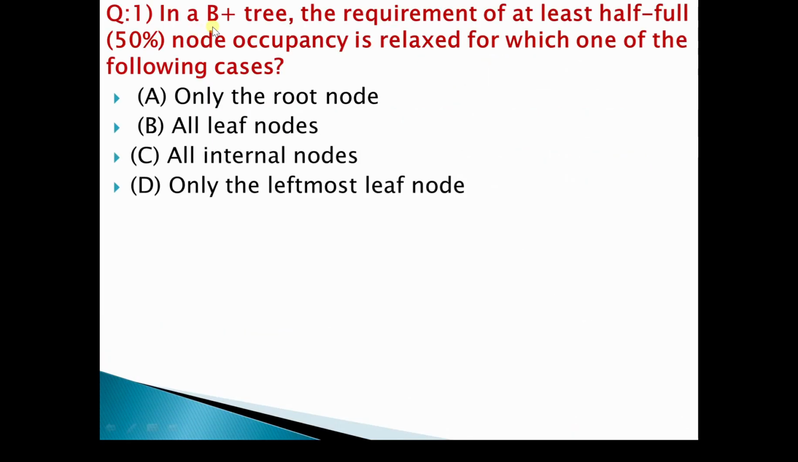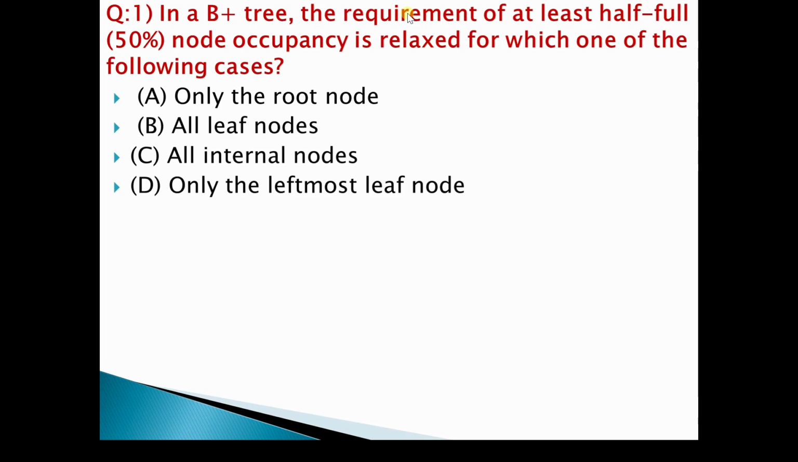Question number 1 is, in a B plus tree, the requirement of at least half full, 50% node occupancy, is relaxed for which one of the following cases? So it is a B plus tree and the requirement is that it has to be filled at least half, 50% node occupancy should be there. But in which of the following cases can this requirement be relaxed? What is the possibility? This is the question.